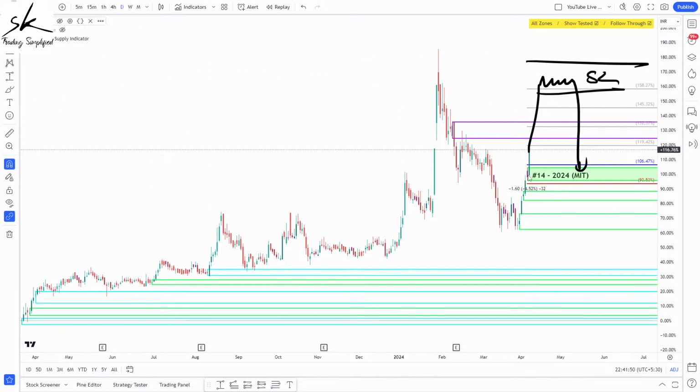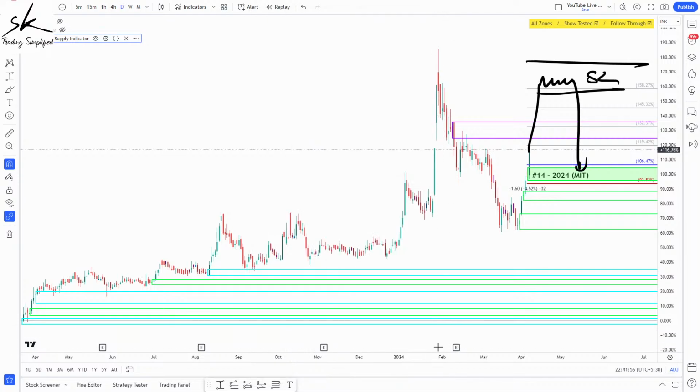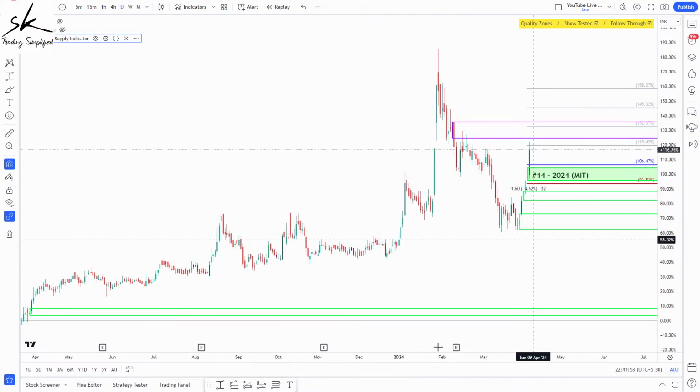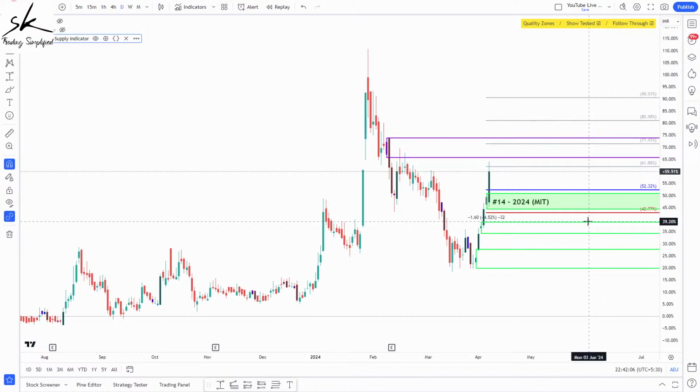So wherever is your fresh area of supply, in case you're taking a long trade, that is going to be your target, right? The proximal line of that zone, just before the proximal line, that is going to be your target. So yes, when you're talking about your stop loss, entry, targets, everything is there. Probably maybe you have not gone through the theory part. So if you go through the theory part, you will have the clarity to it. So proximals are your entries, distals are your stop losses, and the opposing zones will be the targets.